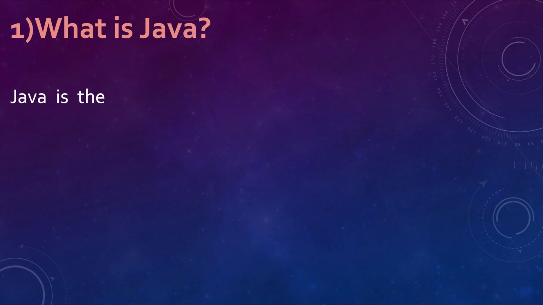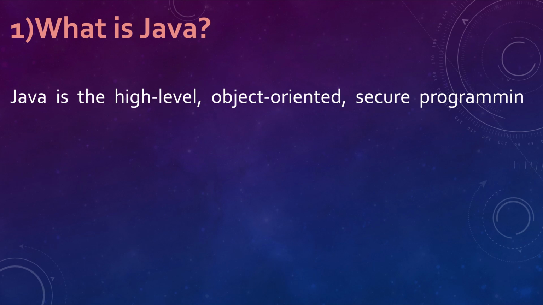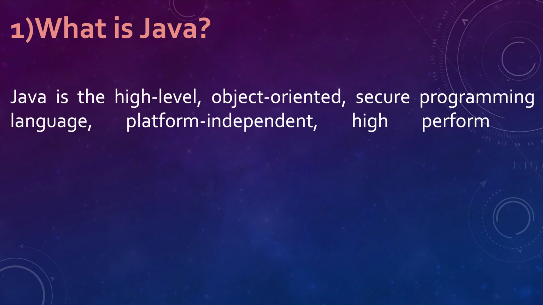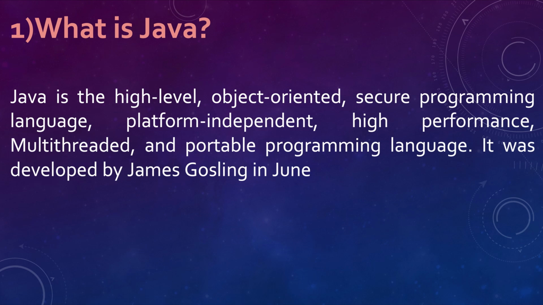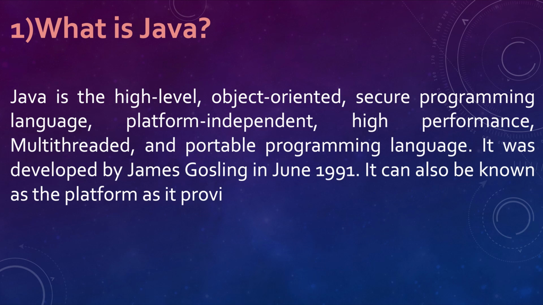What is Java? Java is a high level, object oriented, secure programming language, platform independent, high performance, multi threaded, and portable. It was developed by James Gosling in June 1991. It can also be known as a platform as it provides its own JRE and API.